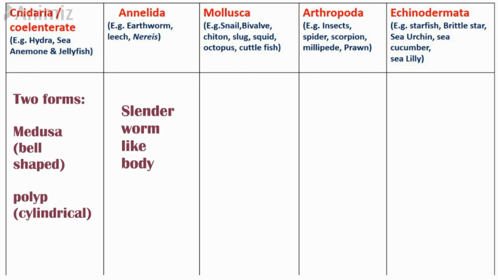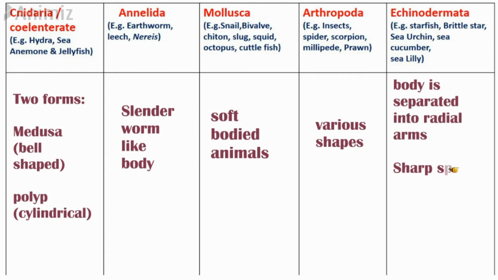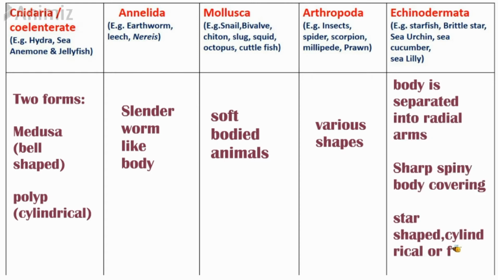Then Annelida, it possesses a slender worm-like body. And mollusk has a soft body. Then when we consider the arthropods, it has various shapes. Then the Echinodermata. The body is separated into radial arms and it has a sharp spiny body covering, and some are star-shaped, cylindrical or a flower shape.